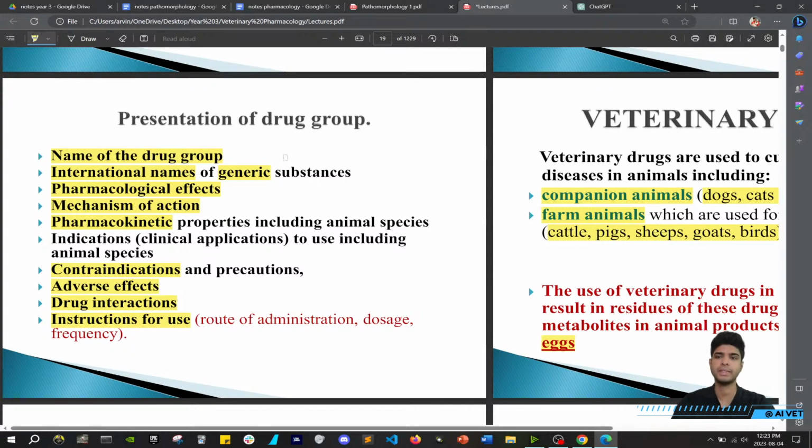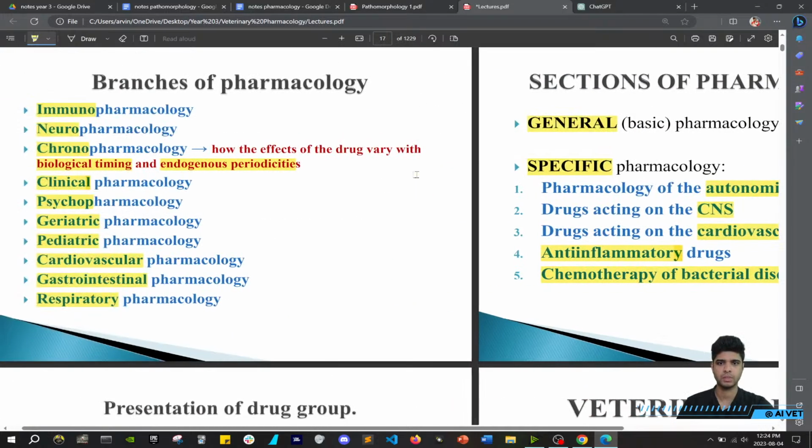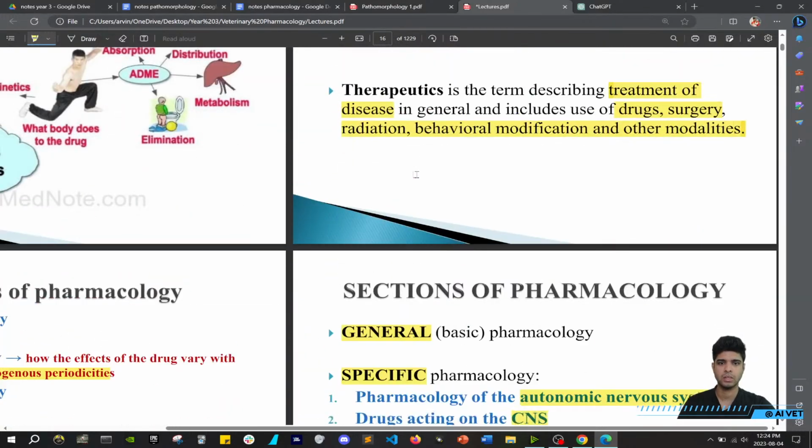Okay, how can we present a drug group? The name, the international name, pharmacological effects, mechanism of action, pharmacokinetics, contraindications, adverse effects, drug interactions, and then instructions of use. And these are the sections, these are the branches.